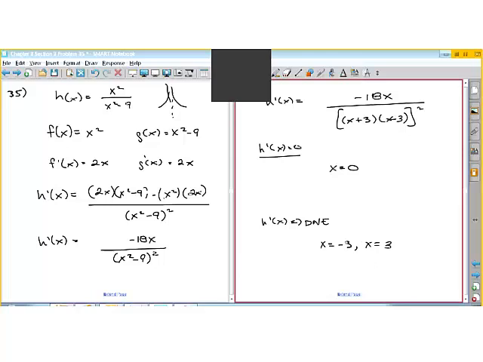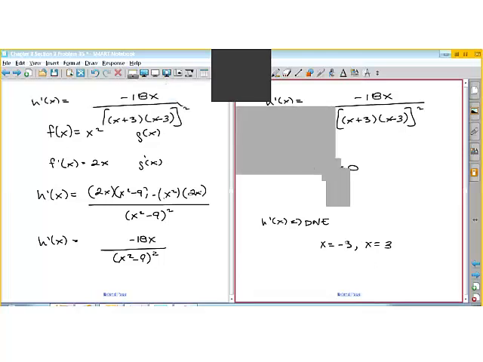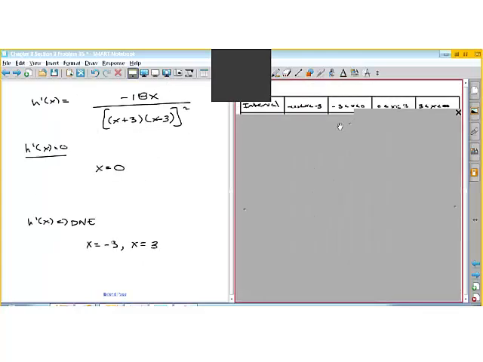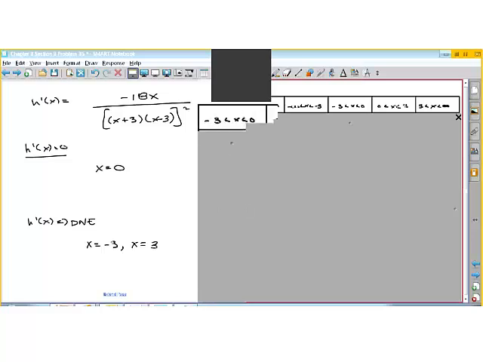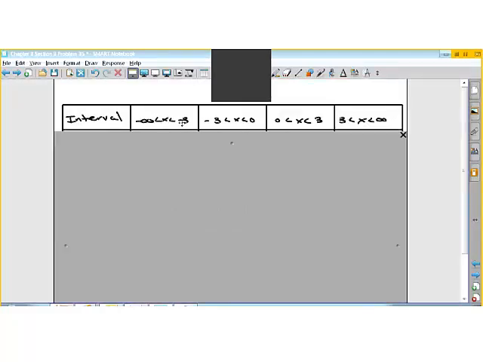So we have three critical numbers. So we'll need 4 columns in our table. Actually, we'll need 5 columns. 4 columns for the intervals and 1 column for the labels. So our intervals go from negative infinity to -3.